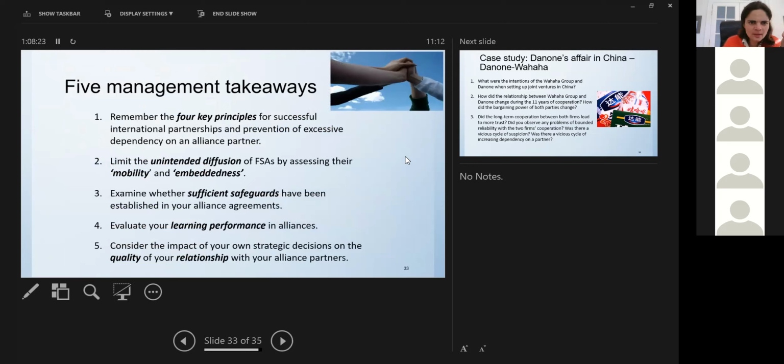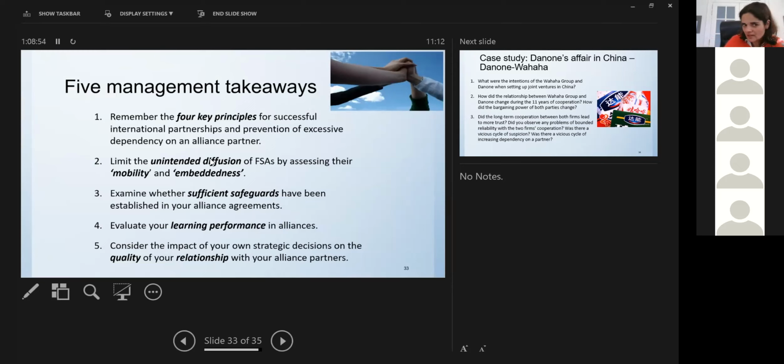Prevent this dependency spiral, which you see in many outsourcing cases, where you say, okay, I really depend on the others developing something and I don't get anything out of it. That is, of course, not the purpose of an alliance. Also limit the diffusion of firm-specific advantages by making them mobile and by making sure that they are embedded in your company through internal transfers.